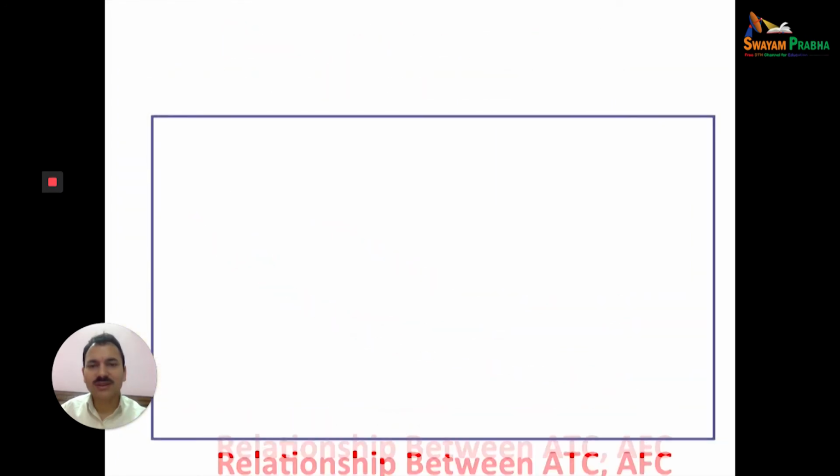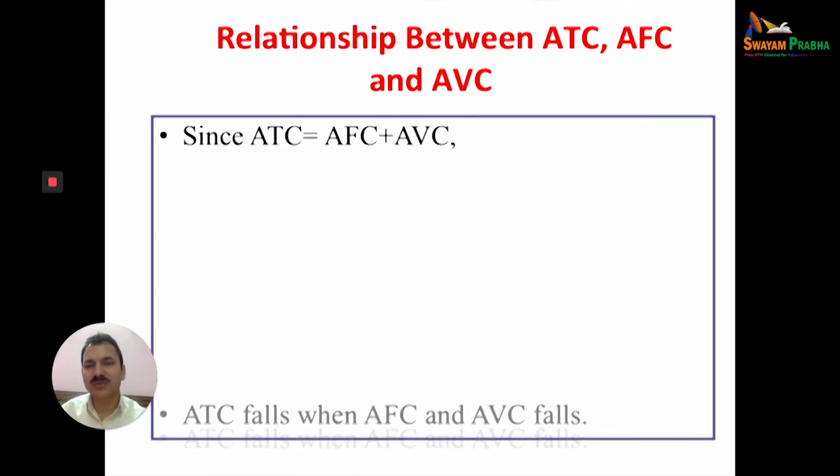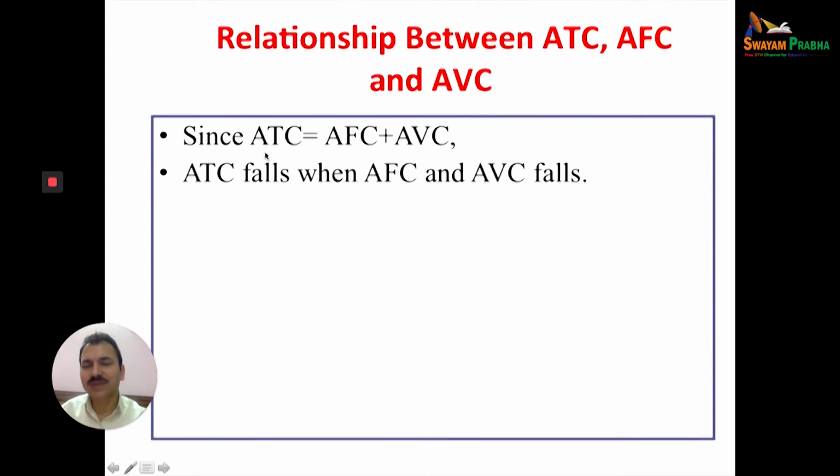Now see what the relationship is between average total cost, average fixed cost and average variable cost. Average total cost is equal to average fixed cost plus average variable cost. Average total cost falls when average fixed cost and average variable cost fall. If average fixed cost or average variable cost starts increasing, the average total cost will also increase.